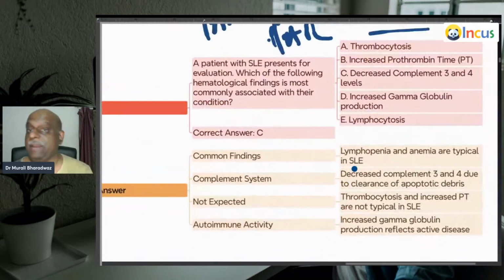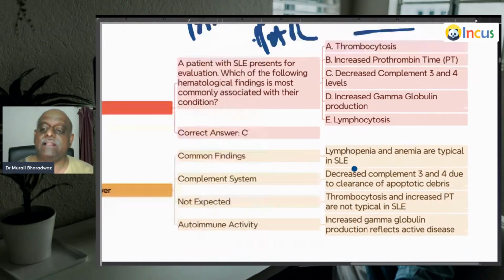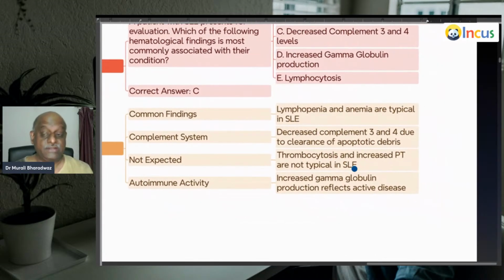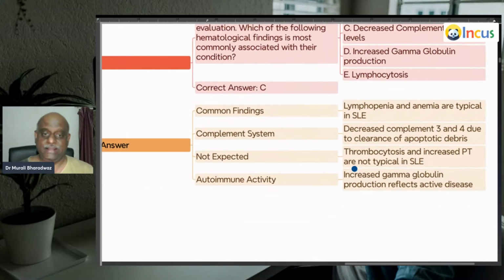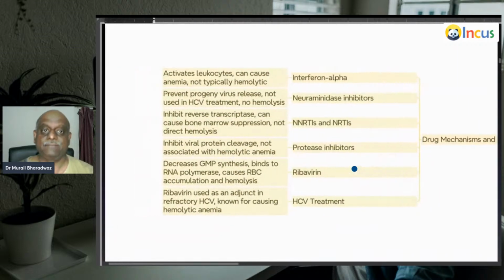So, doctor, a patient with SLE presents for evaluation. What do you see classically in SLE? SLE is an autoimmune condition, immune complex disorder. So, complement C3, C4 levels are typically decreased. There's a lymphopenia, anemia, very typically in SLE, is what you need to understand.